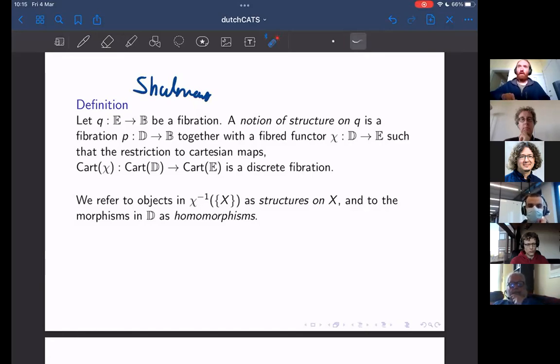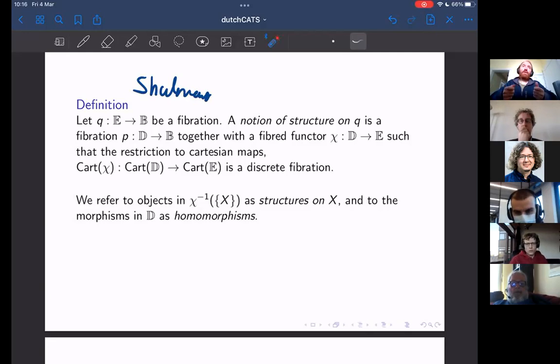And then the idea is if an object in the total category is a family of objects, then what does it mean to have some kind of structure on these objects? So for example, if we have a family of sets, then we could have a group structure on each set. That's one example of structure. That's an example of a monadic notion of structure, as I define later. But it can be something more general.